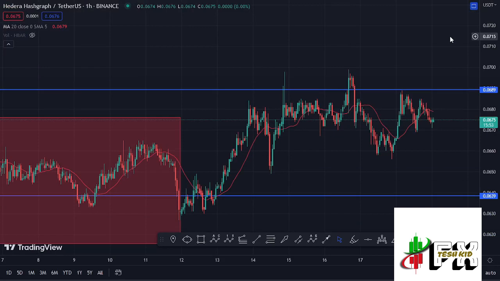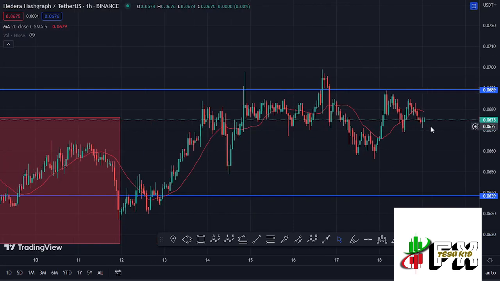Welcome back to TechKidFX for another Hbar price prediction update, which at the time of this recording is holding below the 20-day MA here on the 1-hour chart, which is now acting as resistance for us to continue gearing up.